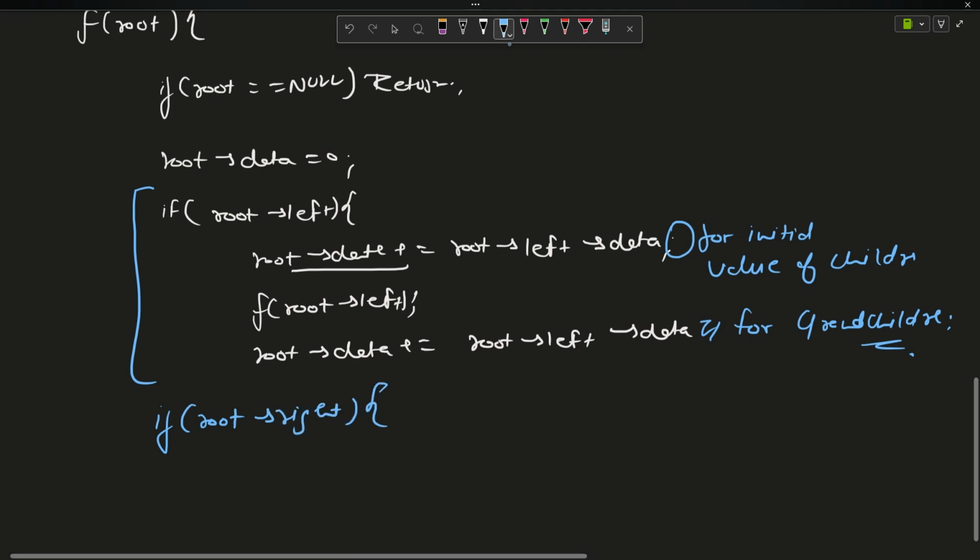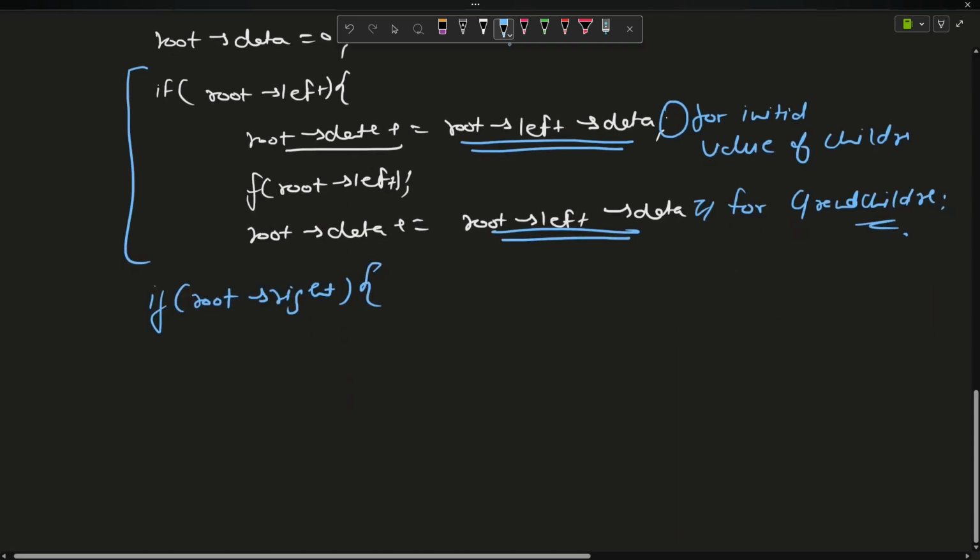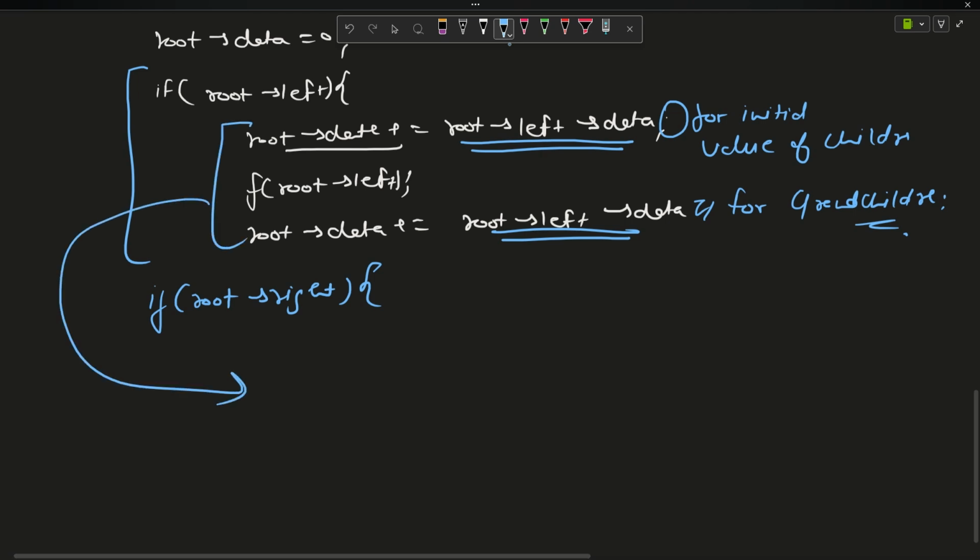Why am I adding the if statement? Because otherwise this will give me the segmentation fault. These two statements will give me the segmentation fault if they are null, because you are trying to access the data pointer of a null value, right? It doesn't have a data pointer. I will add the same 3 lines, just change root left with right, and I will get my answer and simply return the root, right? Because we have changed the values in place.